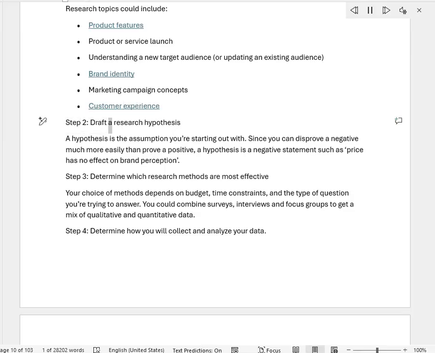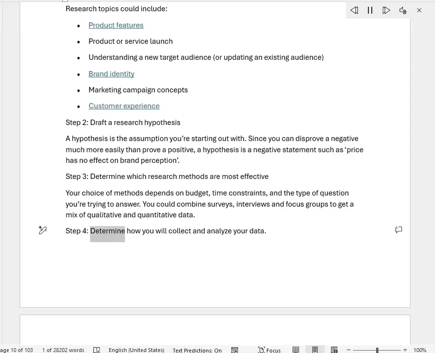Step 2. Draft a research hypothesis. A hypothesis is the assumption you're starting out with. Since you can disprove a negative much more easily than prove a positive, a hypothesis is a negative statement such as price has no effect on brand perception. Step 3. Determine which research methods are most effective. Your choice of methods depends on budget, time constraints, and the type of question you're trying to answer. You could combine surveys, interviews, and focus groups to get a mix of qualitative and quantitative data.